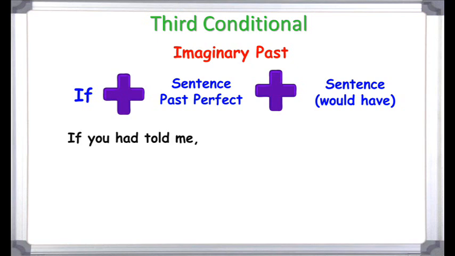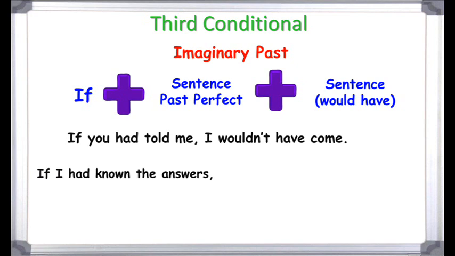For example, in this case, if you had told me, I wouldn't have come. What is the reality? You didn't tell me anything. So I came here. You see? Other example would be like, if I had known the answers, I would have passed the test. What is the reality? That I didn't know the answers, so I couldn't pass the exam. You see?